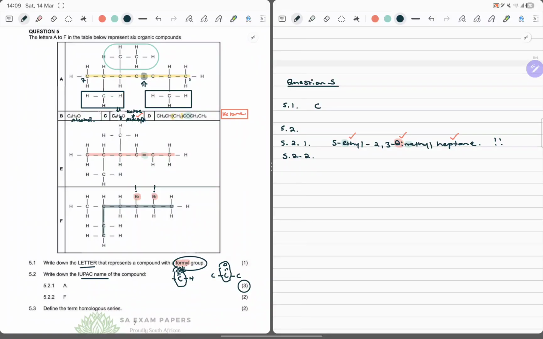Now let's see. The longest chain is 1, 2, 3, 4, 5, 6, 7 carbons. Now, which side leads us into our first branch?